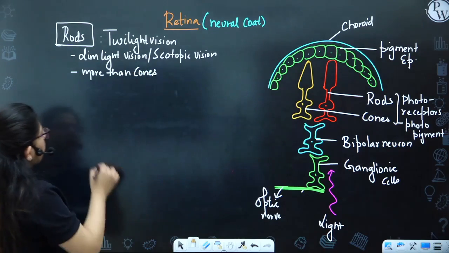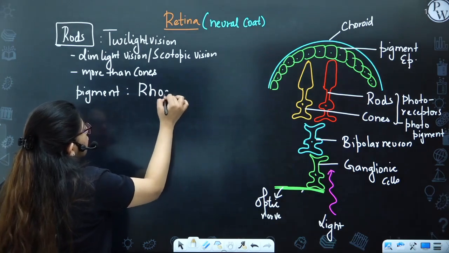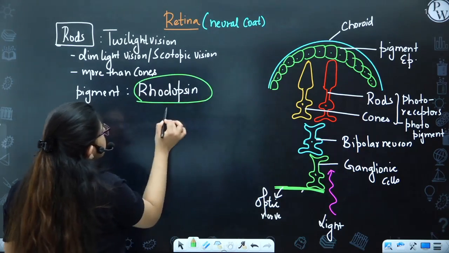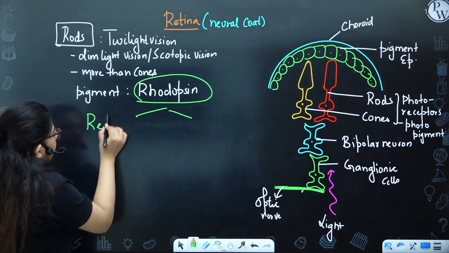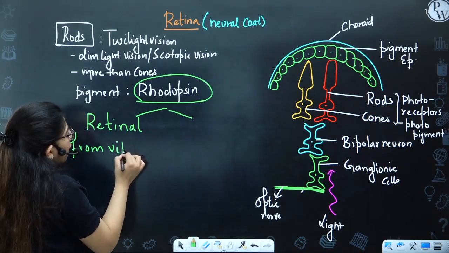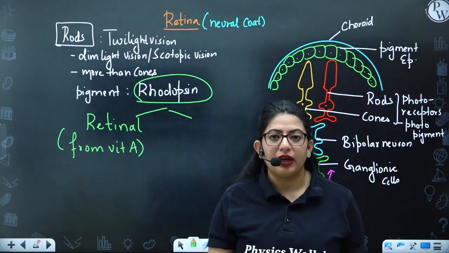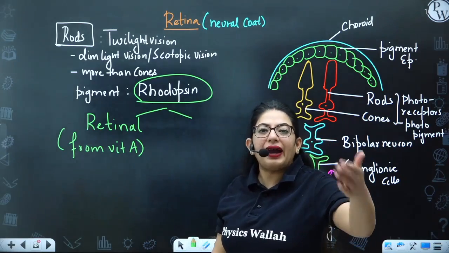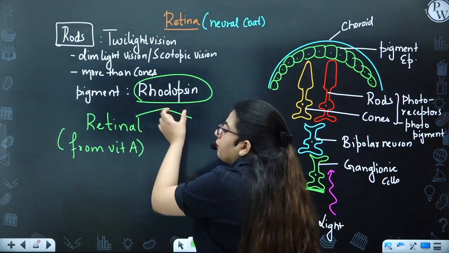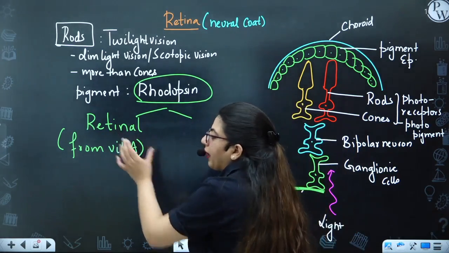What pigment do rods have? They have a pigment known as rhodopsin. This pigment is made up of two things. One is retinal. Retinal is formed from vitamin A; it's a derivative of vitamin A. Vitamin A's other name is retinol, which is an alcohol. But when it gets converted into an aldehyde, it becomes retinal. Retinal is an important part of the photopigments, whether in cones or in rods, and it's a derivative of vitamin A.